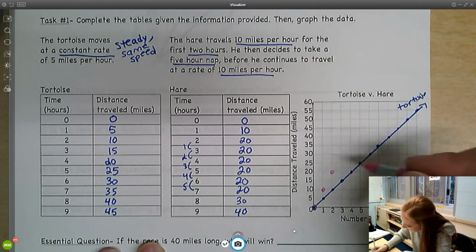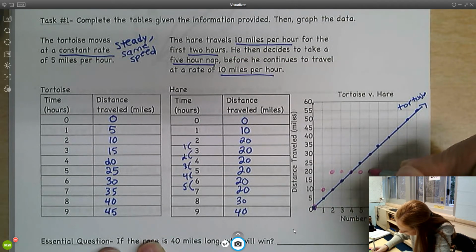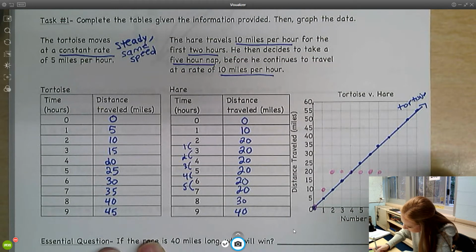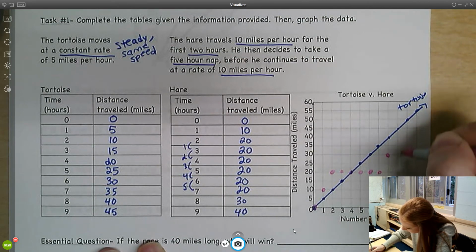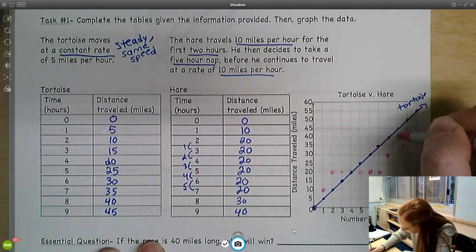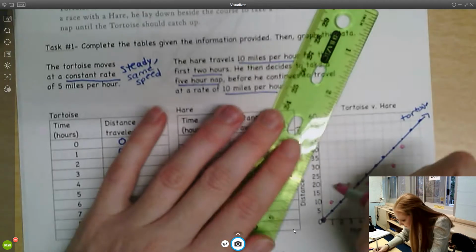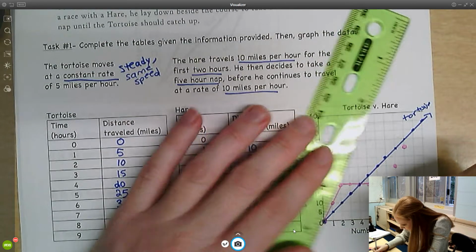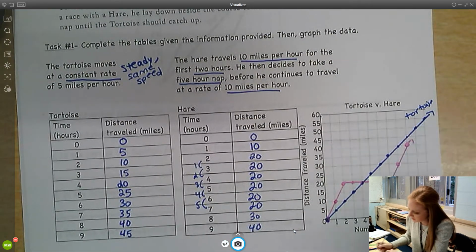Then he takes his nap. So he's stuck at (3, 20), (4, 20), (5, 20), (6, 20), and (7, 20). Then at 8 hours, he goes up to 30. And after 9 hours, he's at 40. This is an interesting graph. Okay, and that would continue as well.